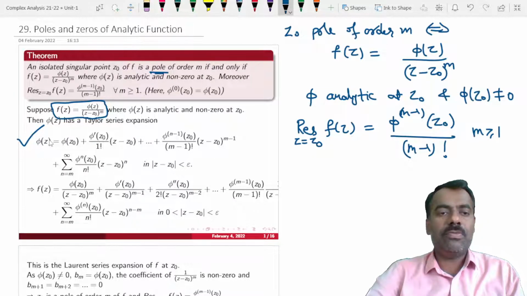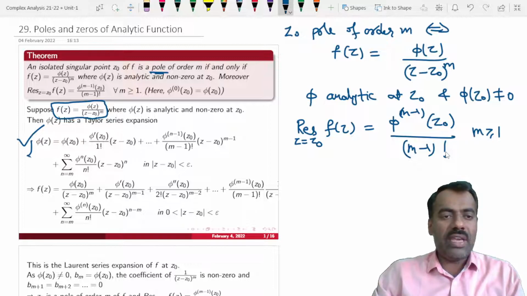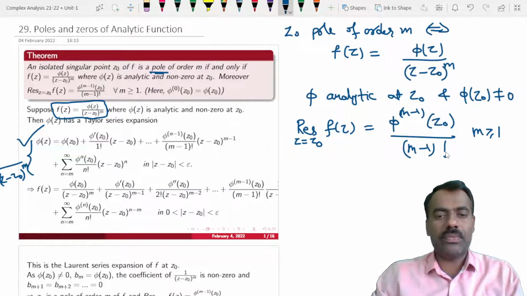Now if phi of z has this Taylor series expansion, then f of z, which is phi of z by (z minus z naught) whole power m, we get by dividing whatever we have here by (z minus z naught) whole power m. That is this one. Now if you observe, because (z minus z naught) whole power n is there, when you divide by the power m, you will get power n minus m. Now you have finitely many terms here which are negative powers of z minus z naught, and then whatever we have here are non-negative powers.